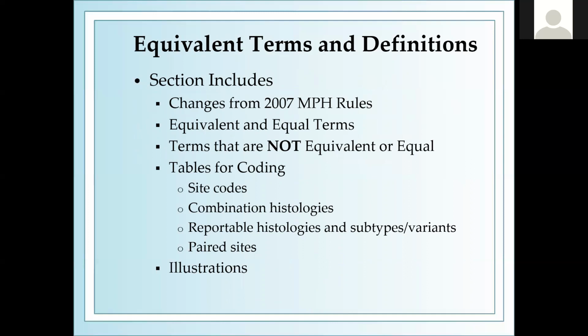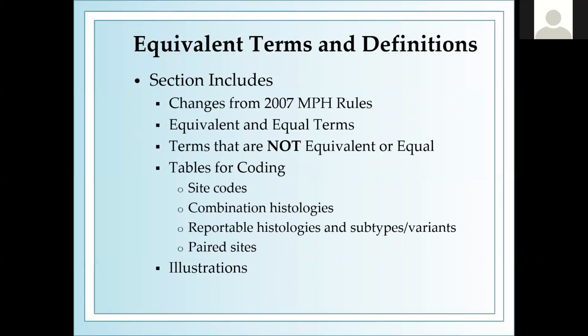In the equivalent terms and definitions portion, there's actually more than just a list of equivalent terms and definitions. This section also includes changes from the 2007 multiple primary and histology rules. This is like a summary of what is different within the rules, what changed from the 2007 MPH rules to the new solid tumor rules. You may not want to read this portion of the rules since it may confuse you. This is really just to point out the major changes to registrars that have worked with the old rules.